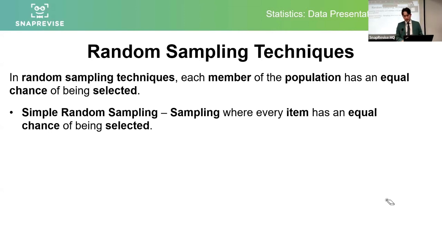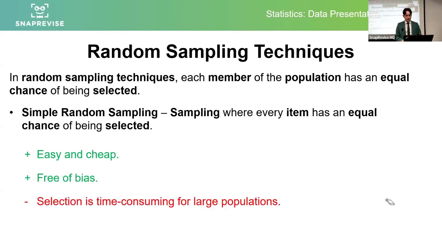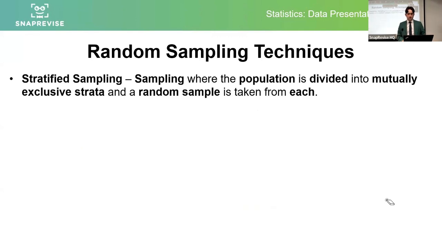So what we'll look at is simple random sampling. This is a sample where every item has an equal chance of being selected. That's what random sampling is. It's easy and cheap to carry out. It's free from bias. That's why we like it. But it can be time consuming for large populations. The reason it can be time consuming is that if we want to ensure that it's random, we have to be very organized.